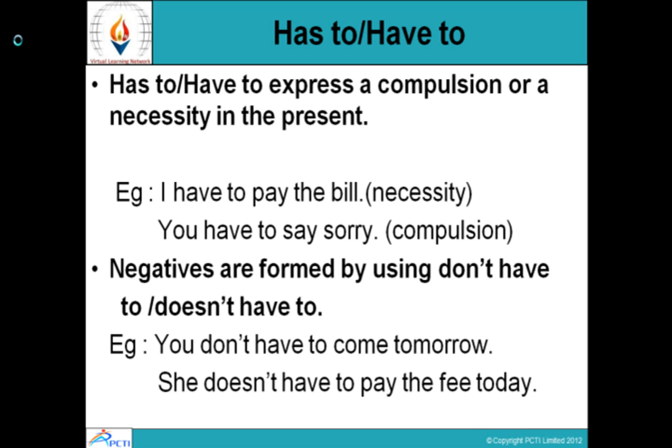Let's look at the examples. You don't have to come tomorrow. That means there is no need for you to come tomorrow. She doesn't have to pay the fee today. That means there is no compulsion on her to pay the fee today. So please remember, necessity, compulsion, has to, have to, no compulsion, no necessity, doesn't have to and don't have to.